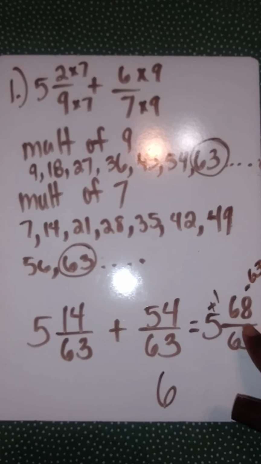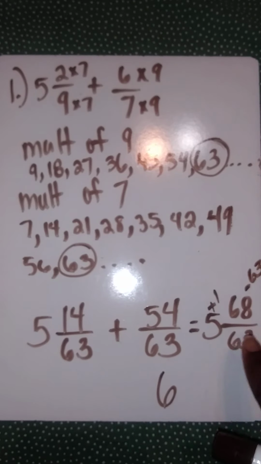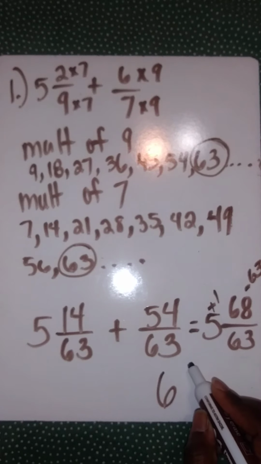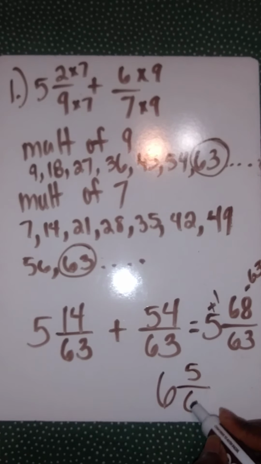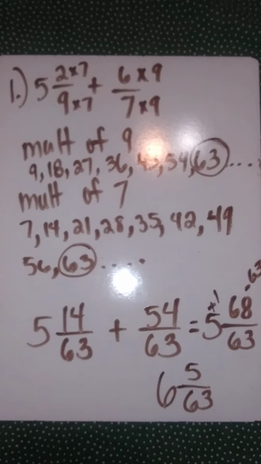So when you think about how many 63s you can take out of 68, you can take 1 set out. You think about how many numbers do I have left? I got 5 numbers left out of that 68. So your final answer is 6 and 5 over 63.